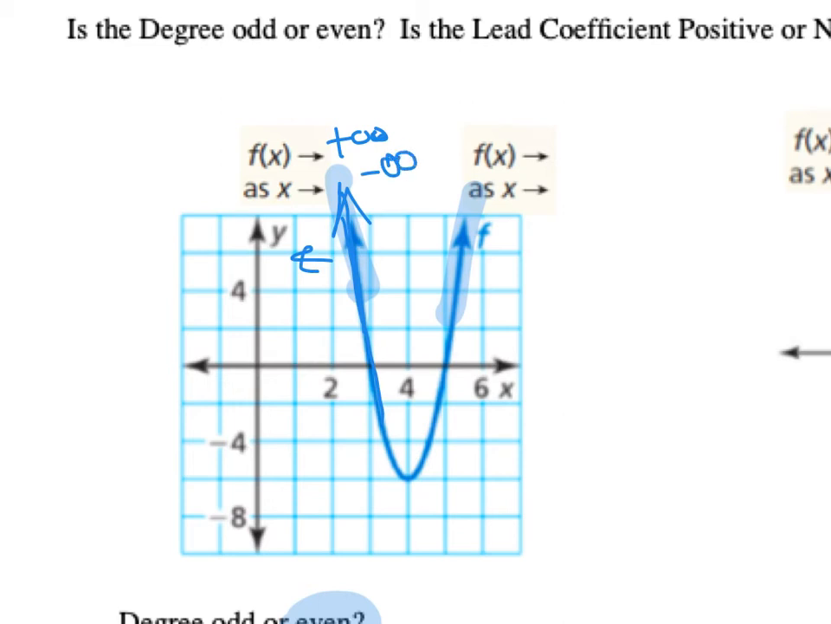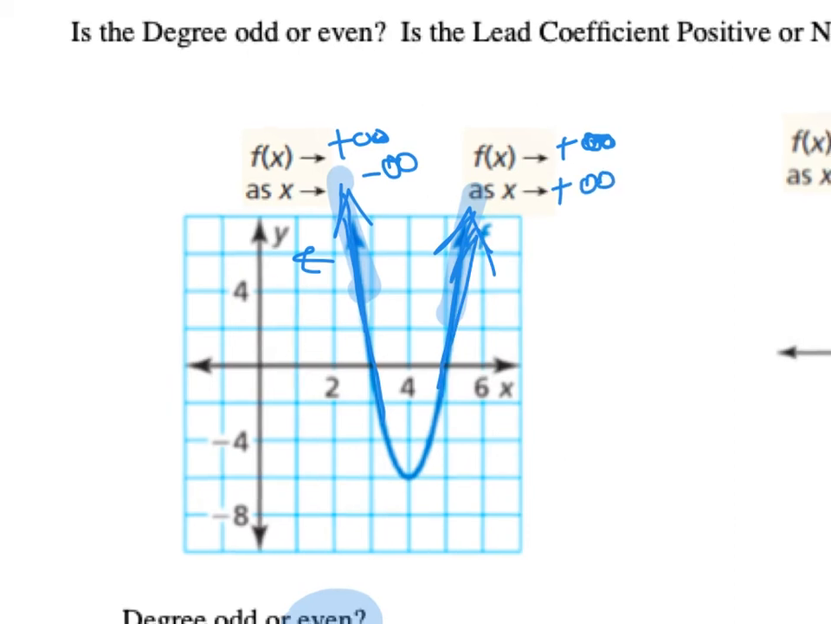And on the second one, again, f of x, which is y, is heading in the positive direction towards positive infinity. And x is going up and out, so it is also heading towards positive infinity.